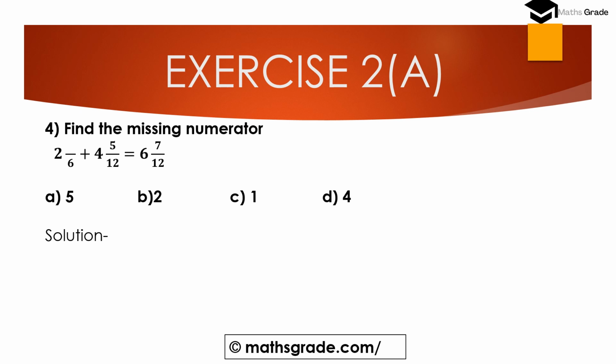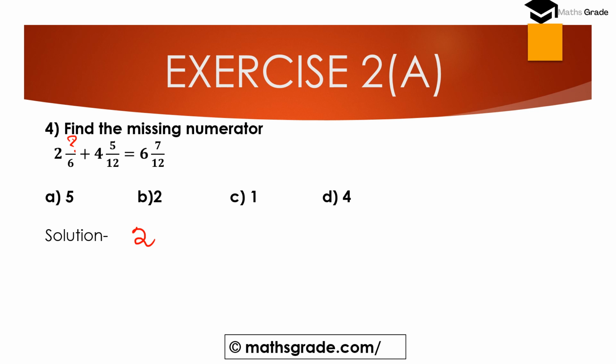Now question number 4, find the missing numerator. यहाँ पर numerator we have to find out. 2 dash divided by 6 plus 4 5 divided by 12 equal to 6 7 divided by 12. We have to find the missing numerator. Suppose the missing numerator is x.